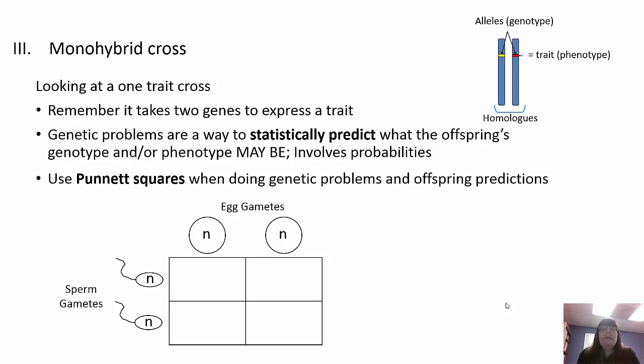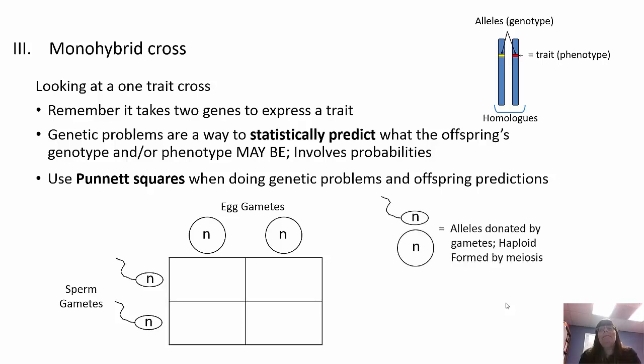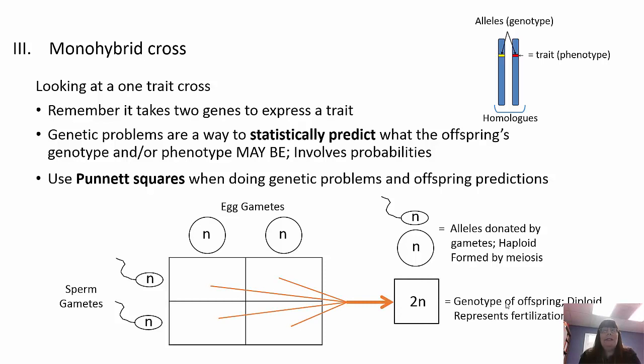So remember, two alleles, two genes, so we have two gametes that can be formed for the egg, two for the sperm. So you put those across the top and along the side. Now it doesn't necessarily matter if you always have the eggs across the top and always have the sperm across the bottom. That doesn't really matter so much. What matters is that you keep everything in line, and I'll tell you why. So the little n, those are the alleles donated by the gametes, so they're haploid again, formed by meiosis. And the offspring are then going to be 2n because they are diploid.